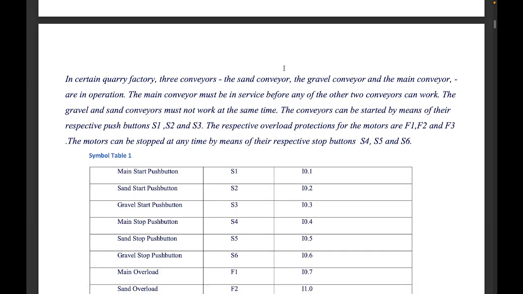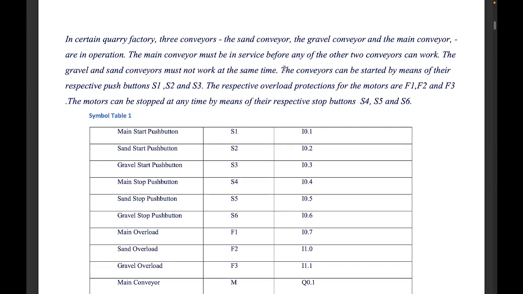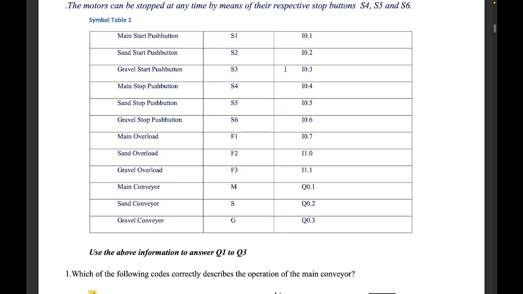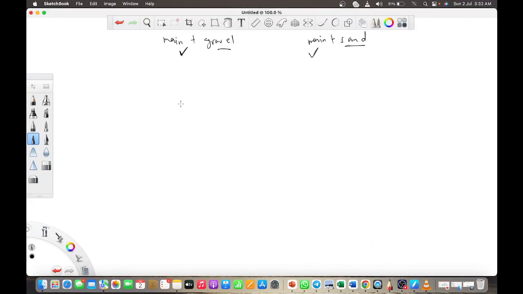Now, the conveyors can be started by means of their respective push switches. So they have their respective push buttons, and then they have their respective overloads and their respective stop buttons. So the question says, which of the following correctly describes the operation of the main conveyor? Let's see how we can do with that.